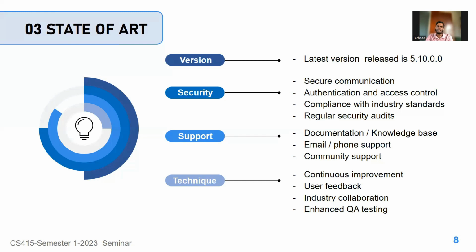Now, the techniques that Prefix uses for keeping up and maintaining its state of the art are, number one, continuous improvement. Secondly, user feedback. Whatever feedback the users give, they use it as a technique to improve and maintain the product. There is industry collaboration with Prefix and Stackify's own department, and it also enhances their way of quality assurance testing to provide major security updates.